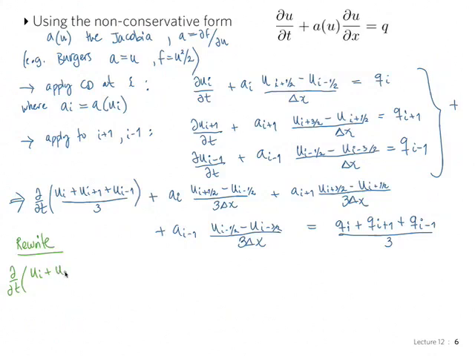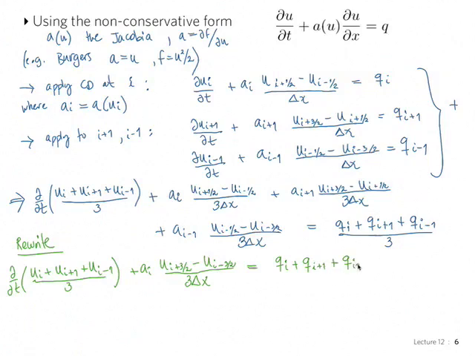This doesn't change. The three values of u averaged out, and I want to have Ai multiplied by u(i+3/2) minus u(i-3/2). So I have to subtract this from the other side of the equation. I'm going to move everything to the other side. I'm going to write q(i+1) plus q(i-1) divided by 3.